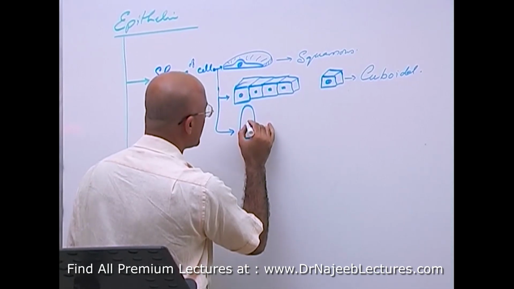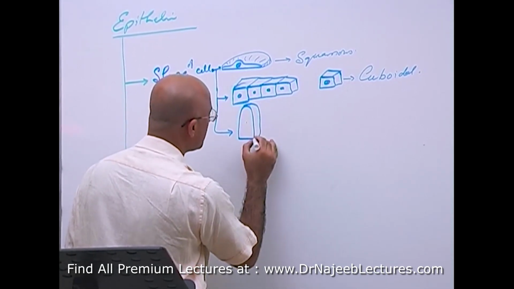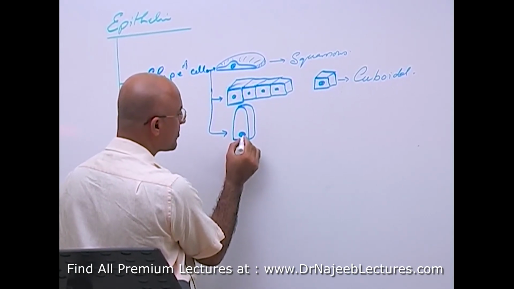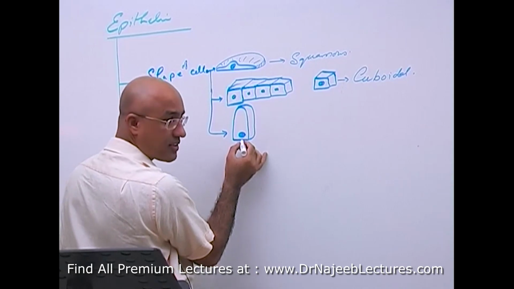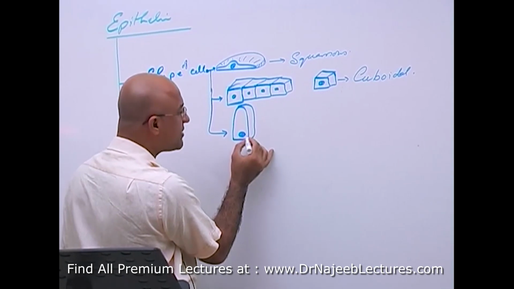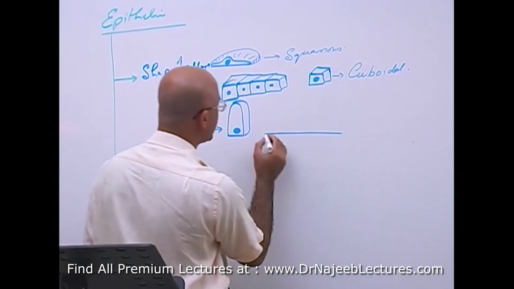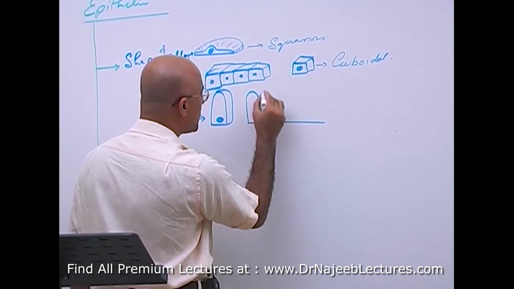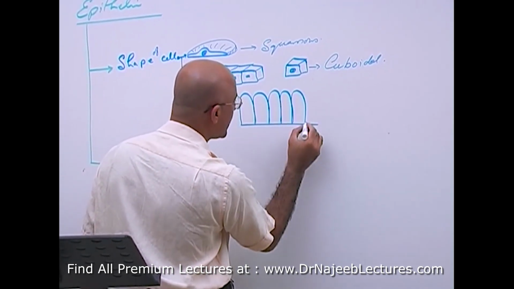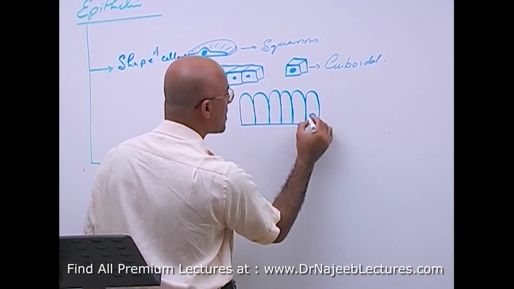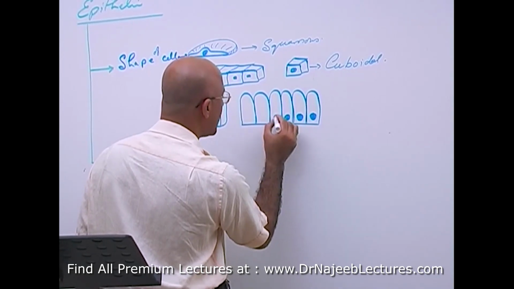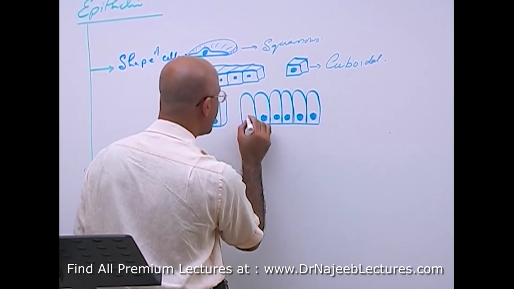Then in some other epithelia, cells are very tall, and in these epithelia, the nucleus is near the basal area. This is the apex of the cell, this is the base of the cell, right? And the nucleus is pushed near the base. When any epithelial tissue has cells which are tall, where the height of the cell is too much but the width of the cell is less, we say these cells are like a column.